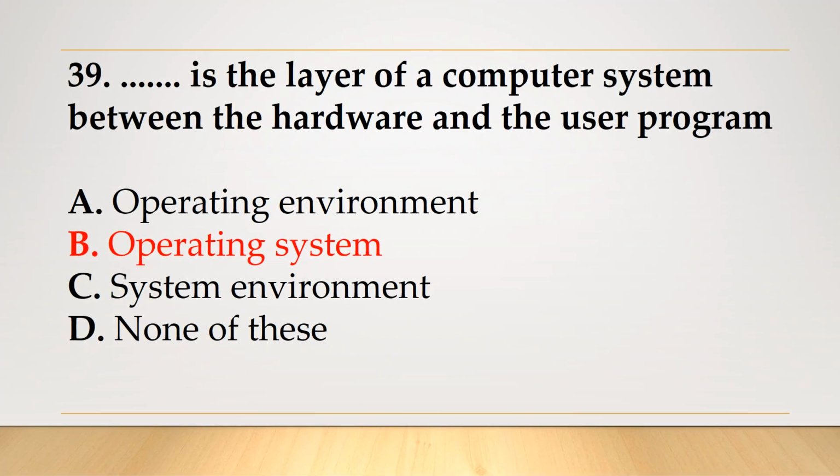39. Blank is the layer of computer system between the hardware and the user program: A. Operating environment, B. Operating system, C. System environment, D. None of these. So the right answer is B. Operating system.